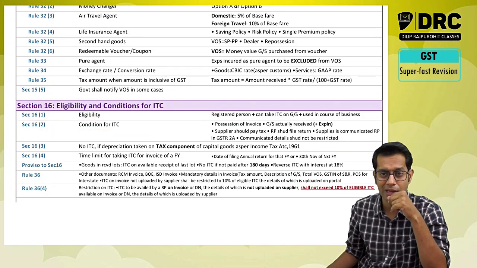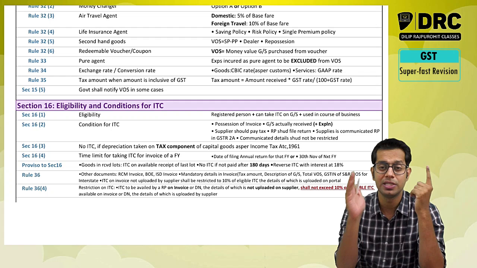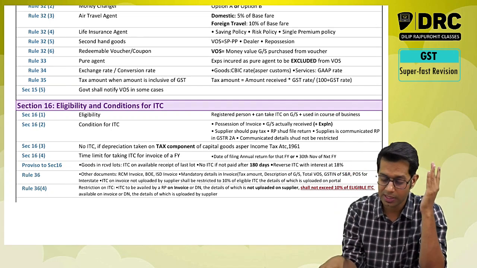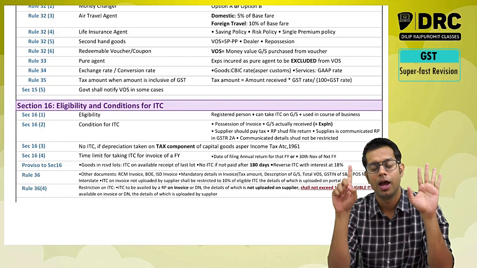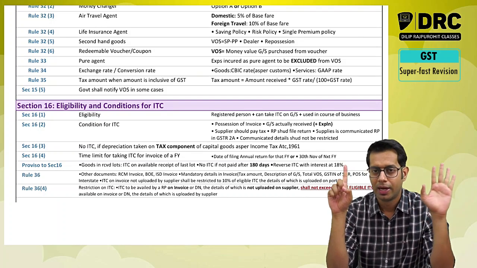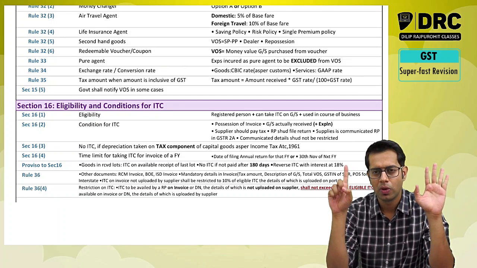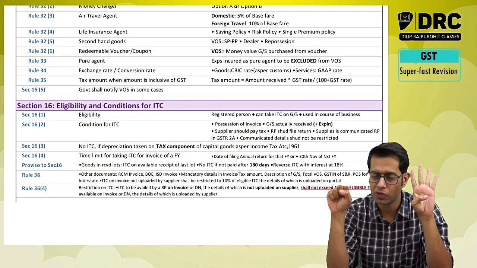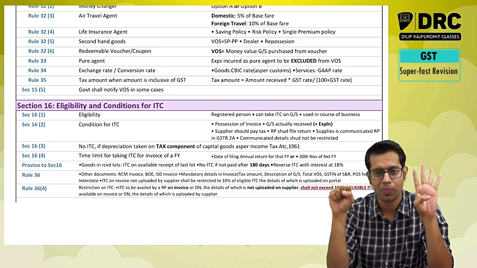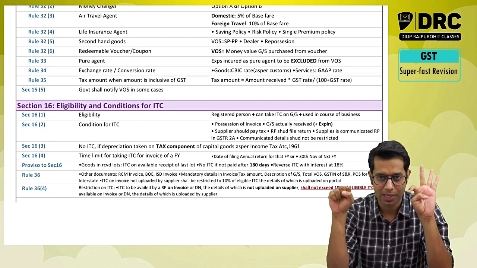What are the conditions for taking input tax credit? There are totally 6 conditions for taking input tax credit. Which are these 6 conditions? The registered person who has to take input tax credit should be in possession of a tax invoice, debit note or tax paying document. He should have actually received the goods or services, except in case of bill to ship to concept. Then the supplier should have paid the taxes.